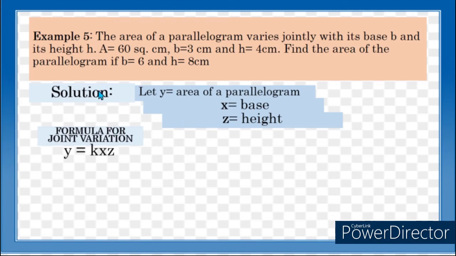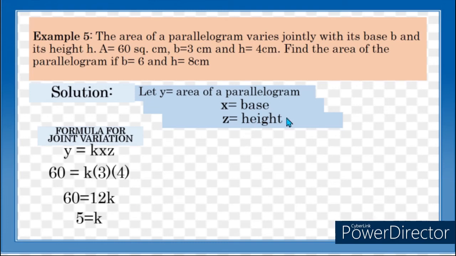Okay, so I repeat, the formula for finding the joint variation is y is equal to kxz. So, substitute natin, the area here is equal to 60 centimeters. So, we have y is equal to 60, and the value of the base is 3 centimeters. So yun na yung magiging value ng x natin. And the value of z here is 4 centimeters. So, we have here an equation, 60 is equal to k times 3 times 4. Okay? 3 times 4 is equal to 12k. So, we have 60 is equal to 12k. So, divide natin both sides by 12. The value of k here is equal to 5.